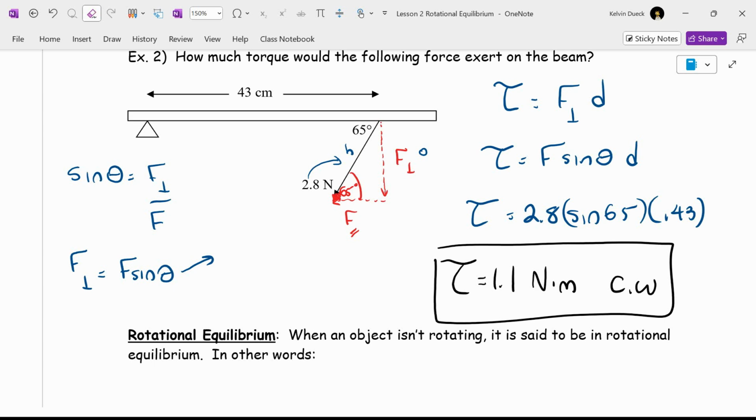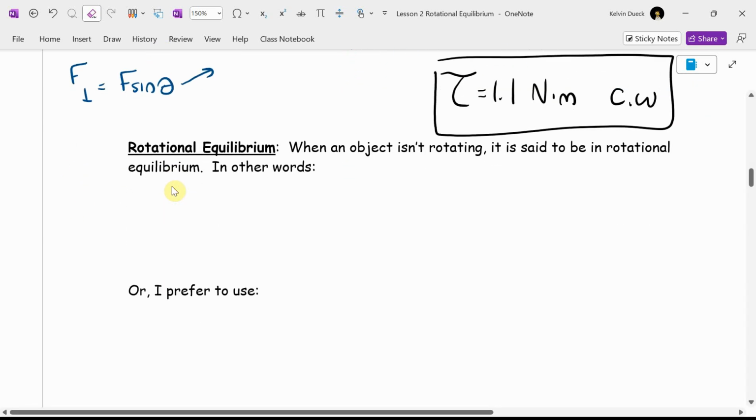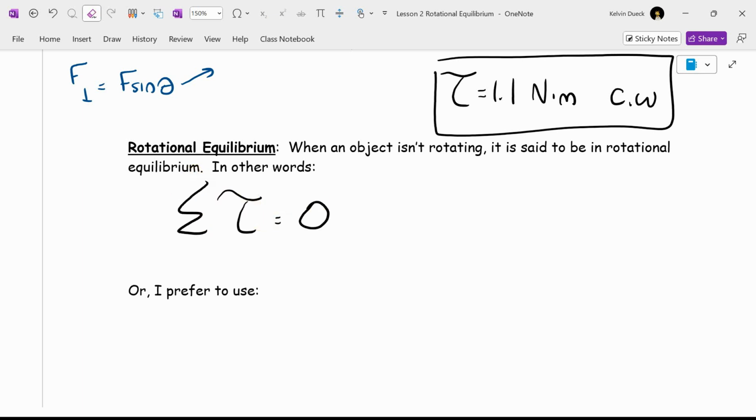We talked about translational equilibrium. That was when the sum of all forces was zero. Now we can talk about rotational equilibrium. Rotational equilibrium is when an object isn't rotating. It's not spinning. In other words, if you're in rotational equilibrium, the sum of all the torques has to be zero. There can't be any rotational strength.